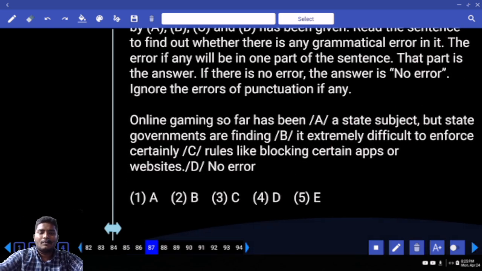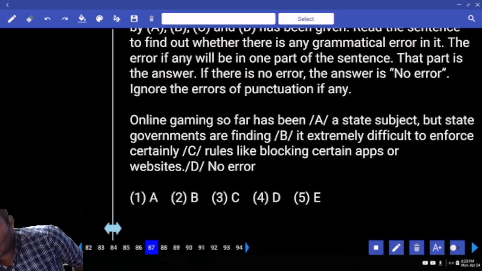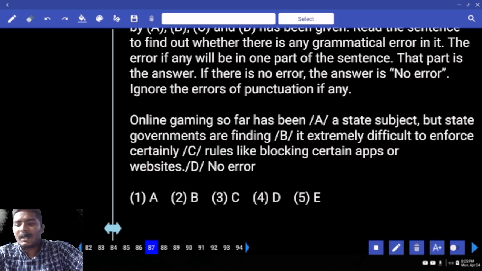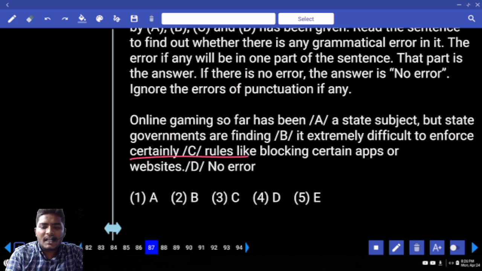Next, move to 87. Online gaming so far has been a state subject, but state governments are finding it extremely difficult to enforce certainly rules like blocking certain apps or websites. Very lengthy sentence again, but easy answer. What is it? Certainly rules is wrong. This is only certain rules.